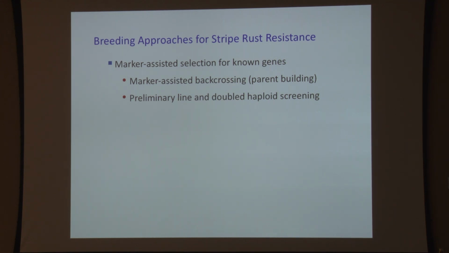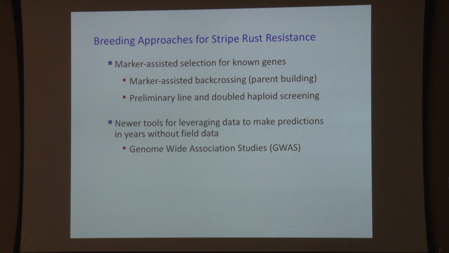So breeding approaches include marker-assisted selection for known genes, marker-assisted backcrossing to pyramid different genes in the same period, preliminary line and doubled haploid screening, and then some newer tools to leverage data. This allows Scott to make predictions even in years without field data. So things like genome-wide association studies, GWAS, and genomic selection.